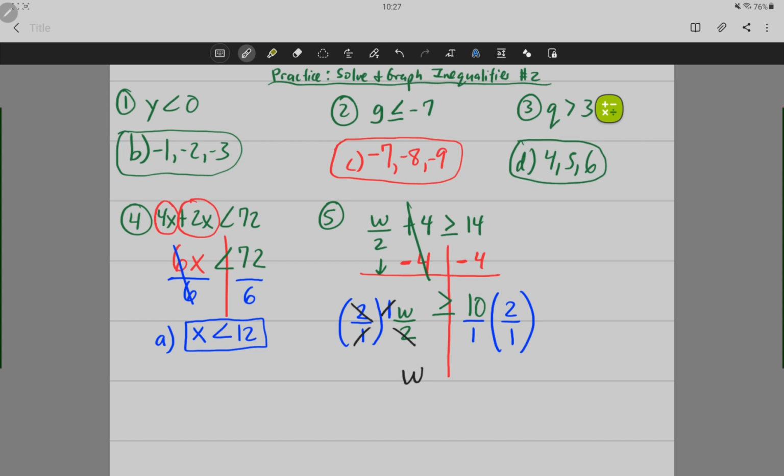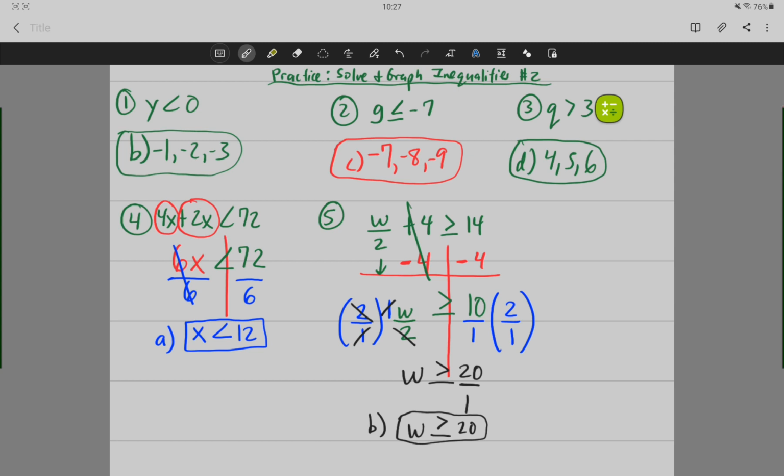Now bring down our inequality symbol, greater than or equal to. And now let's multiply our numerators, 10 times 2, over. Multiply denominators. 1 times 1 is 1. And finally simplify. So w is greater than or equal to 20 divided by 1 is just 20. So that is our solution. Choice B. W is greater than or equal to 20.